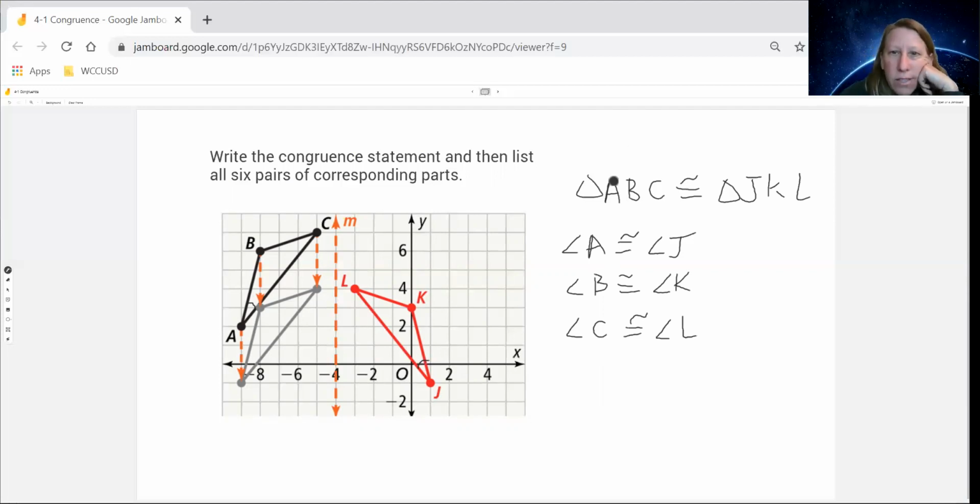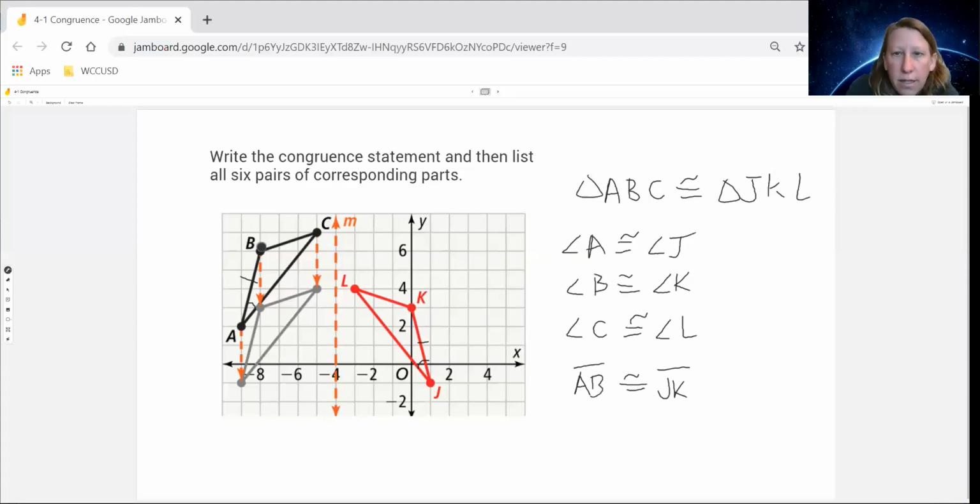A really easy way to do this is to look at this: A and J are the first letters, B and K are the middle letters, C and L are the last letters. Triangles have 3 angles, that's why they're called triangles. They also have 3 line segments, 3 sides. So side AB is the same as side JK. It's the first 2 letters of each. And you can see, that's what we talked about already, they're the square root of 17, both of them.